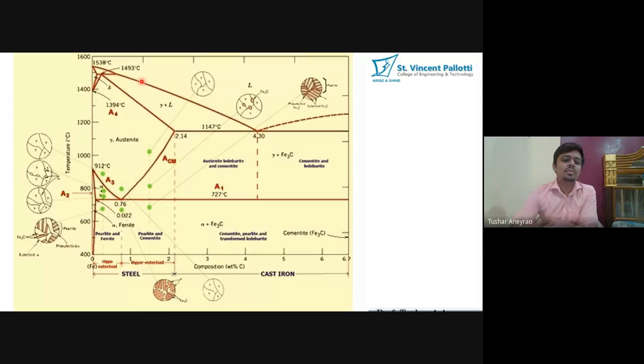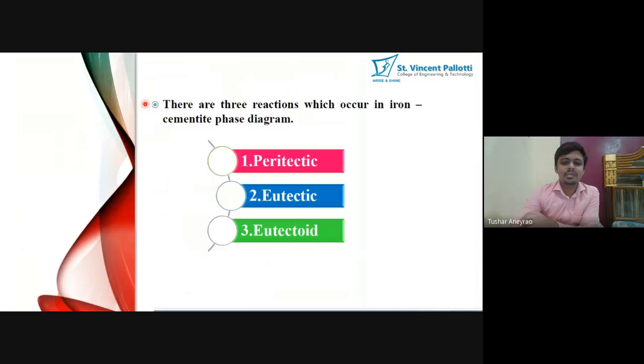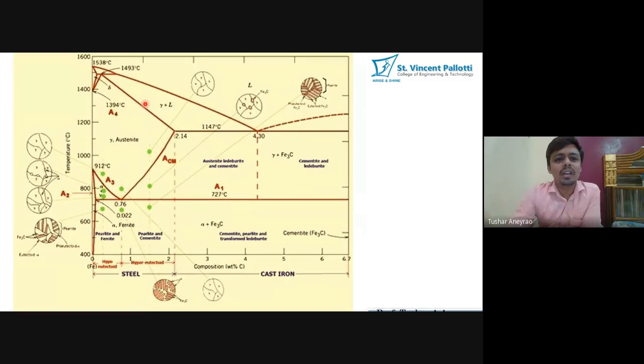There will be a question in the university exam just to draw this diagram completely and name all three reactions. You can just name these three reactions: peritectic, eutectic, and eutectoid, along with some formulas, and for that only you are going to get 12 marks. There is no university exam, and no sessional exam, which has not included a question on the iron carbon diagram. So you should always try to study this diagram, because 12 marks are not so easy to get.